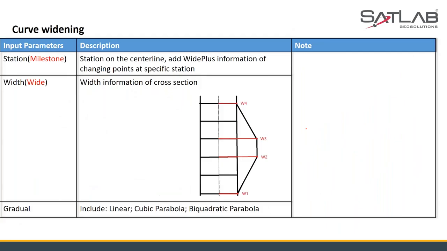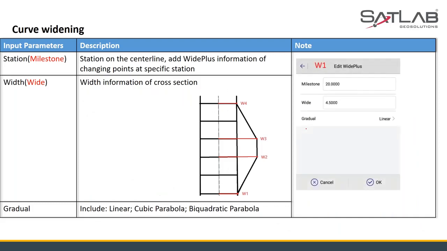And how we can do it, as you can see the curve widening part in SatSurv. Let's see how we can put the parameters of curve widening in SatSurv. First, obviously, we have to give the milestone from where we have to start the curve. And we can do exactly the same thing over here, like this. We can do the same thing on the right and on the left hand side as well.